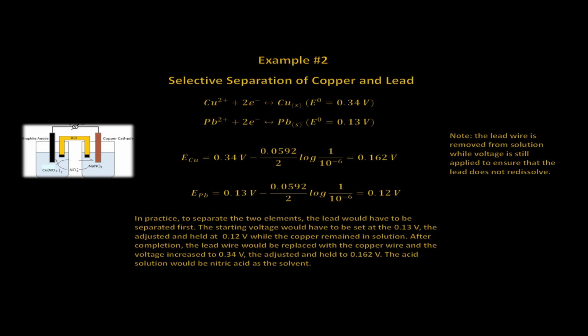Here it should be noted that the lead wire is removed from the solution while the voltage is still applied. This eliminates the redissolvement of lead back into solution that may occur during removal. Once removed, the power is disconnected and the copper cathode is exchanged. This procedure is the same for the removal of the copper wire cathode.